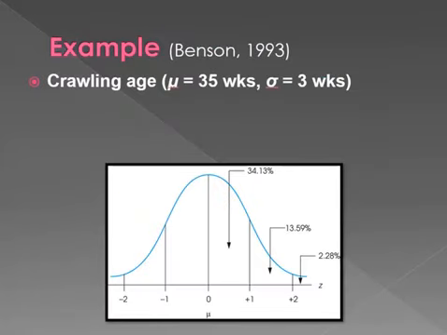Okay. Let's do some math. We're going to start off with some pretty easy math here. It's going to get a little bit more complicated, but not too bad. And this is really going to illustrate the relationship between probability and the normal distribution. So here I've got a distribution for the age at which babies learn to crawl, with a mean of 35 weeks and a standard deviation of 3 weeks.